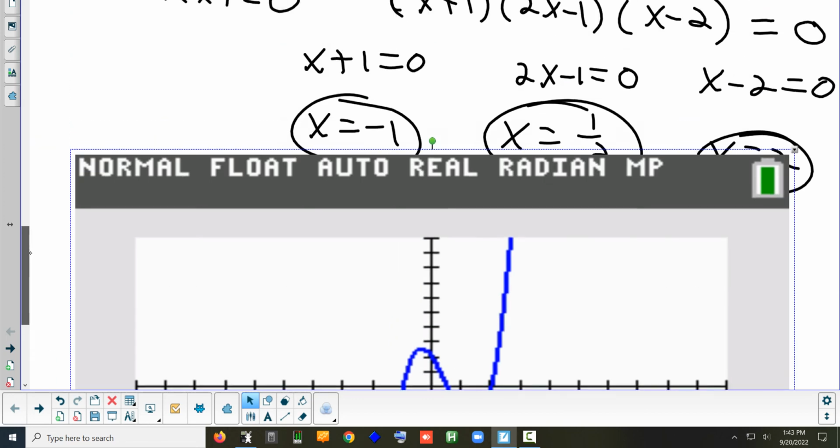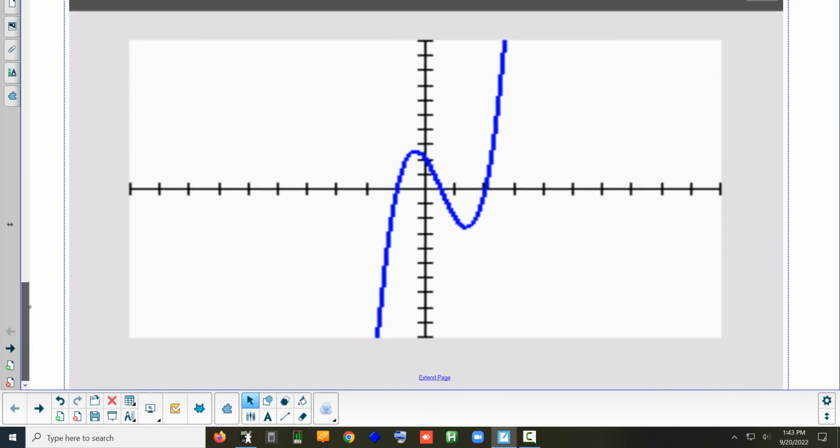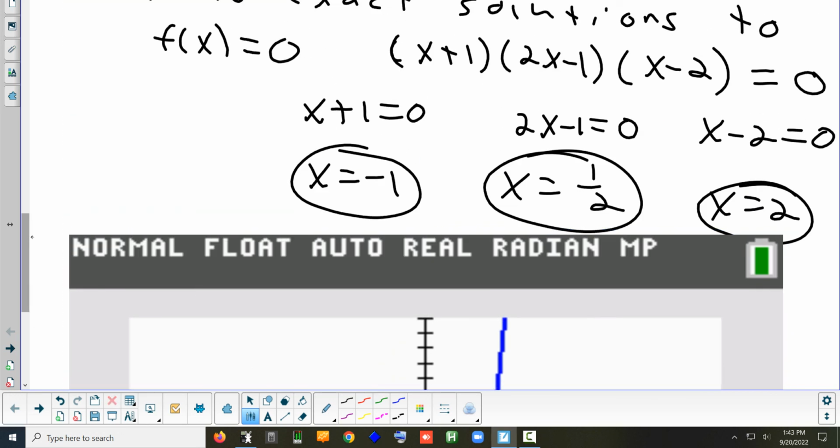And look at the 3 answers that we got. -1, 2, and 1/2. There's -1. There's 2. And there's 1/2, 0.5. So when we write it as sets of parentheses, it makes it super easy to figure out where it crosses the x-axis. So these 3 numbers are called the zeros of the equation. They're also called the roots. Same thing. They're also called the x-intercepts.